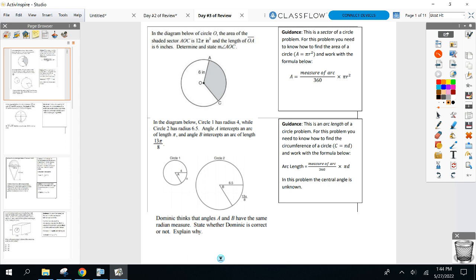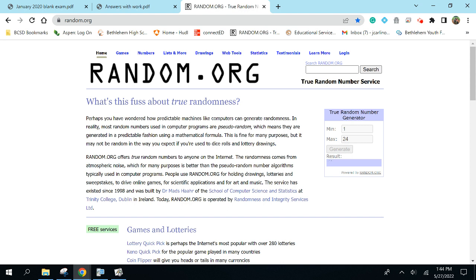Sector formula is not on our reference sheet. So use either the cold hard fact sheet or the one I just gave you. I have it over here in the guidance one. Measure of the arc over 360 times pi r squared. All right, can you help me fill it in? The shaded sector is 12 pi. What's angle AOC? Let's see if you can help me fill it in.